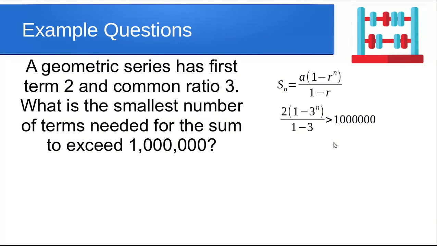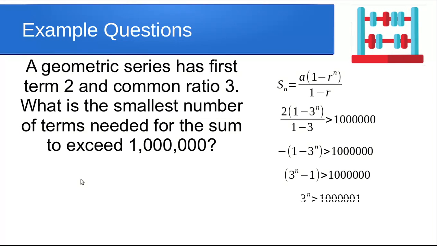Firstly, 1 minus 3 is minus 2, and 2 divided by minus 2 gives me minus 1. So that minus 1 can just sit outside the brackets. What I'll probably do next is apply the negative throughout the brackets, which will just switch the signs around, so that now you've got 3 to the n minus 1 is bigger than 1 million. I would probably add 1 to both sides. Sorry, I'm going to do it in the next bit. Apologies for that. So 3 to the n is larger than 1,000,001.